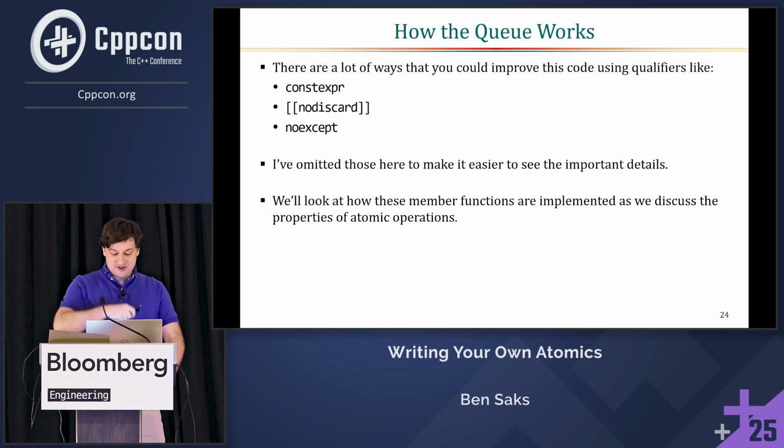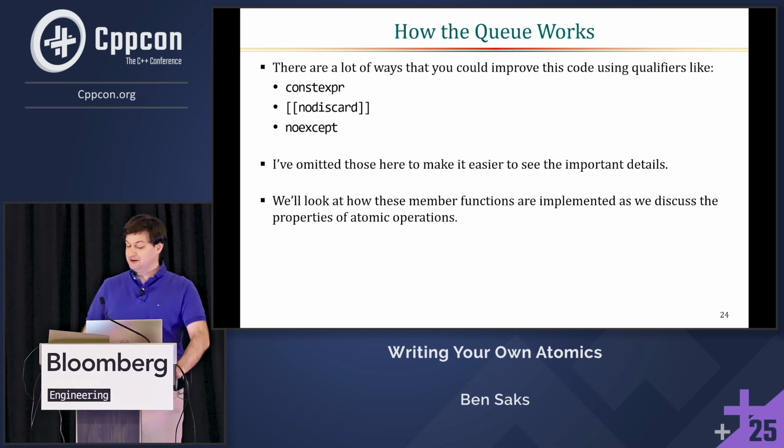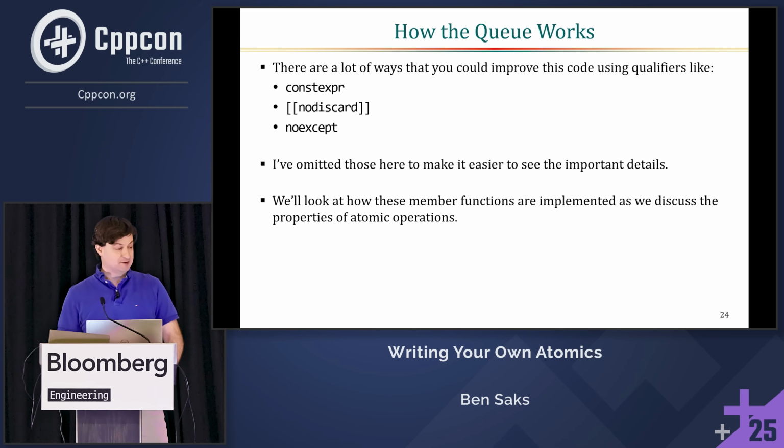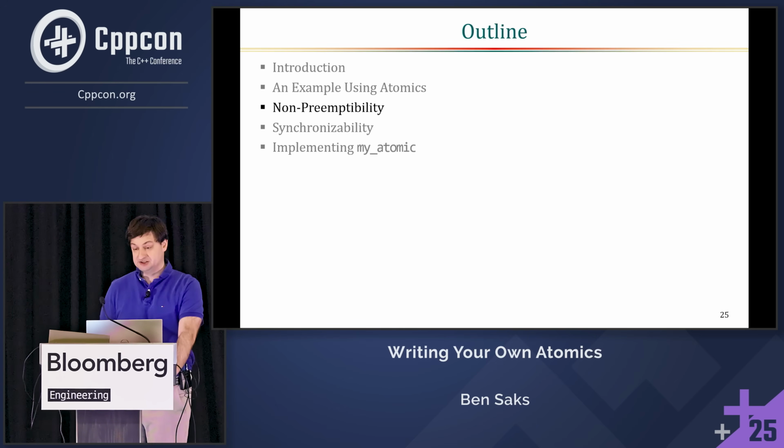All right, so that is that. Let's go ahead and take a look at the properties of some of these atomic operations and see how things go wrong when we don't actually have atomic indexes for these.